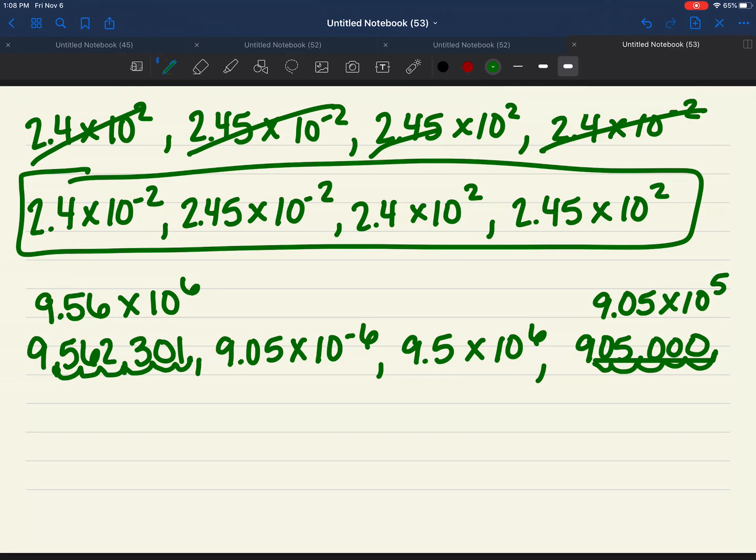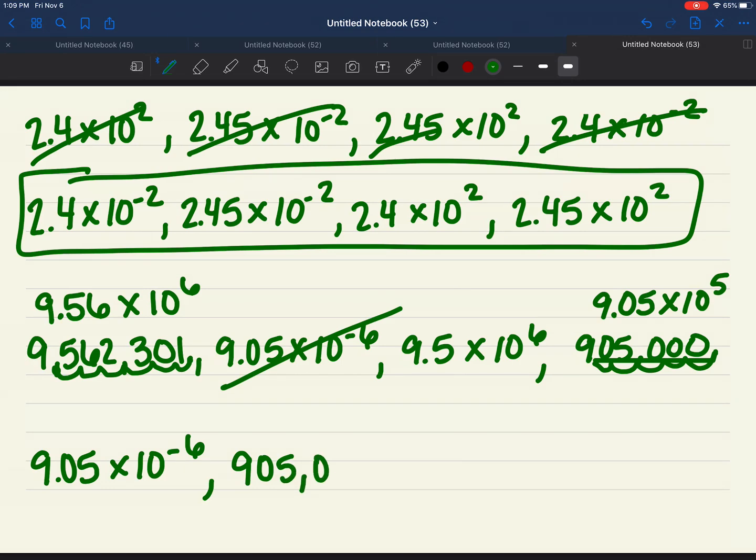Okay, Reason, can you tell me which of those would be the smallest number? The one that has the negative exponent, good. So I'm going to start with 9.05 times 10 to the negative 6. The next smallest should also be easy to tell, 9.05, because it has what exponent? 5. And the other two have an exponent of 6. So look at your exponents first, and that number was actually 905,000. Yes, always write the original.